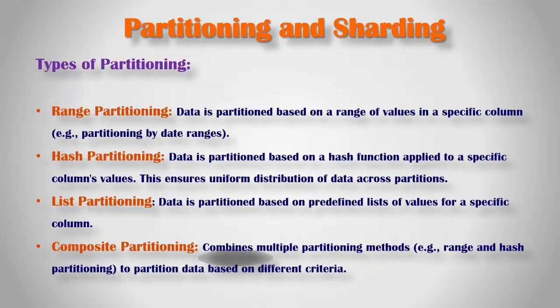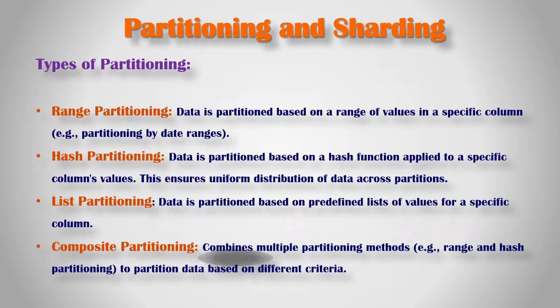Types of partitioning. Range partitioning. Data is partitioned based on a range of values in a specific column. Example, partitioning by date ranges. Hash partitioning. Data is partitioned based on a hash function applied to a specific column's values. This ensures uniform distribution of data across partitions.